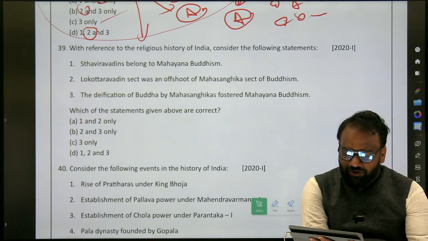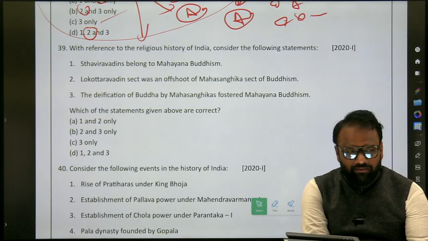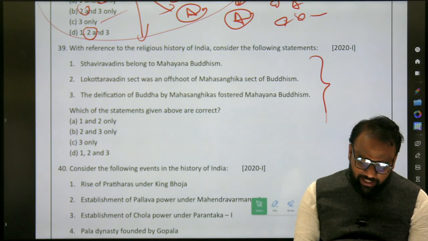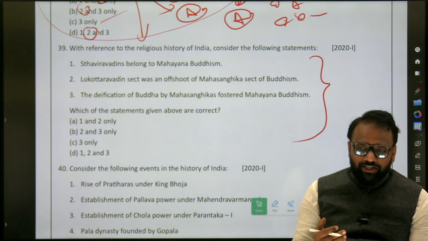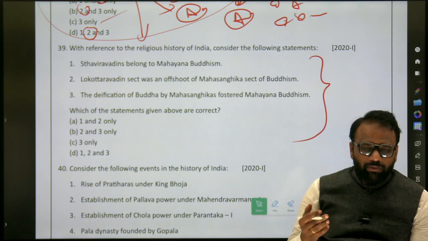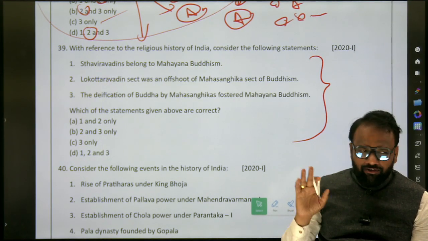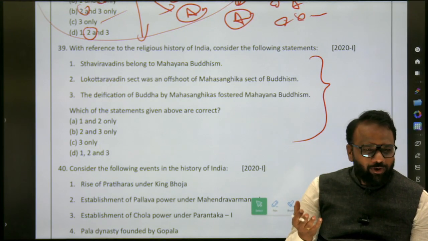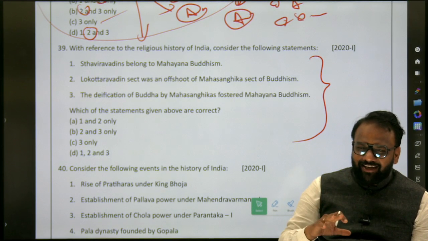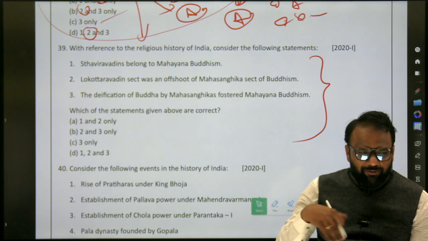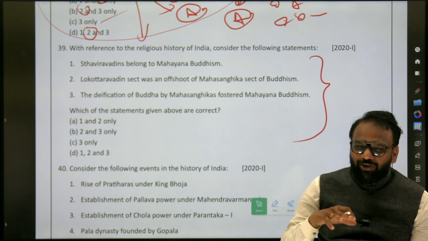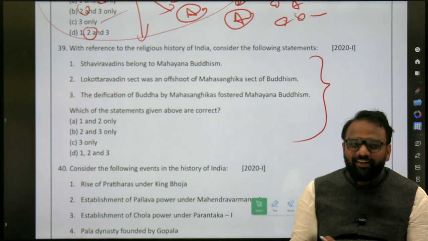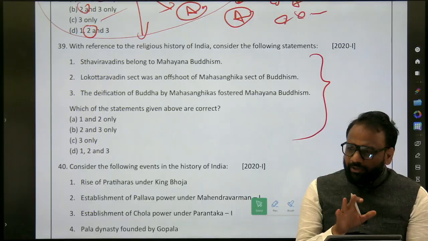Next, with reference to religious history of India, consider the following statements. I have prepared the information for this, but when it comes to Buddhism and Jainism, out of the blue, sometimes they bring a completely new question of which we are unaware. That question will then become a base for the next 2027 paper. But I hope nobody uses the 2026 paper as a base for 27, because we are going to crack the 2026 examination itself. So whatever question has already appeared, based on that we shall prepare.